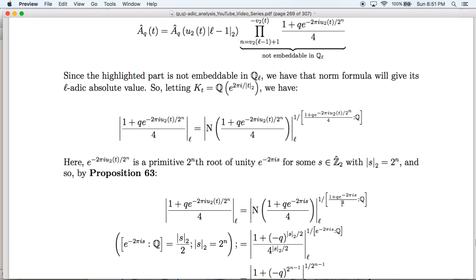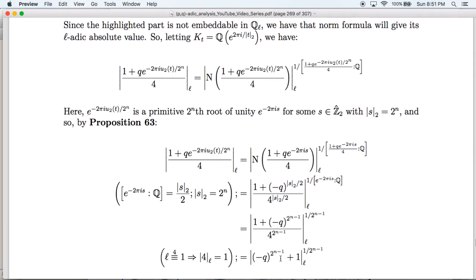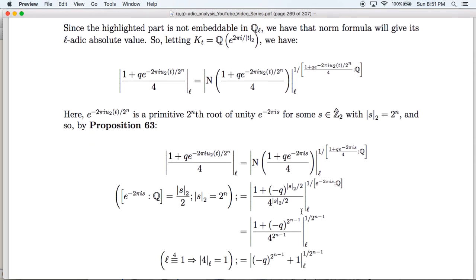Here, this thing here is the Galois closure, the smallest Galois extension of Q containing Q adjoin e to the negative 2 pi i s. So this degree is equal to this degree, which is just s2 over 2. And that's 2 to the n, so that's 2 to the n minus 1.